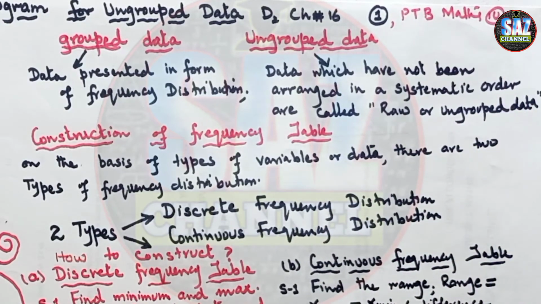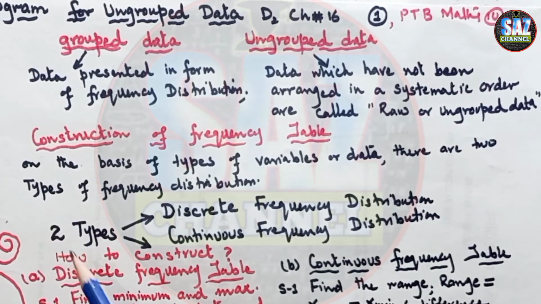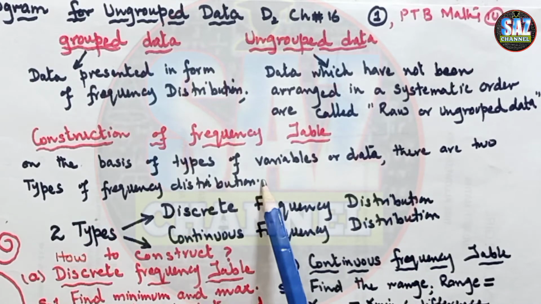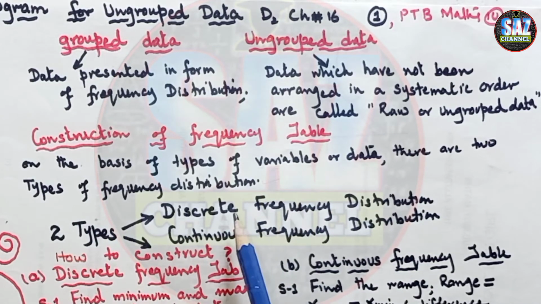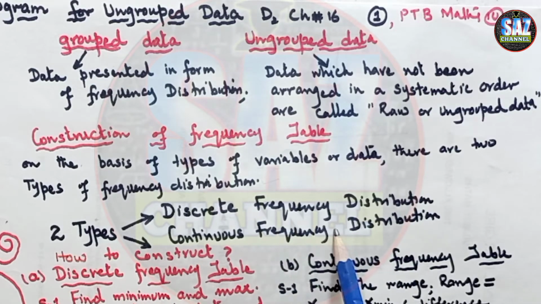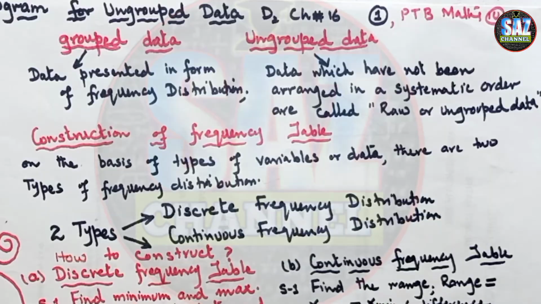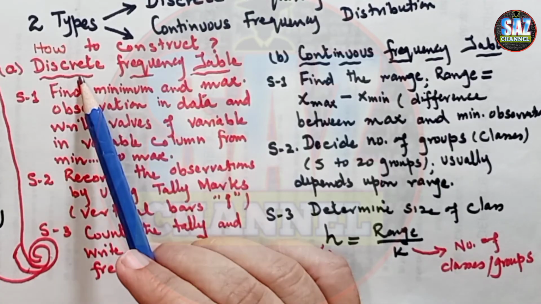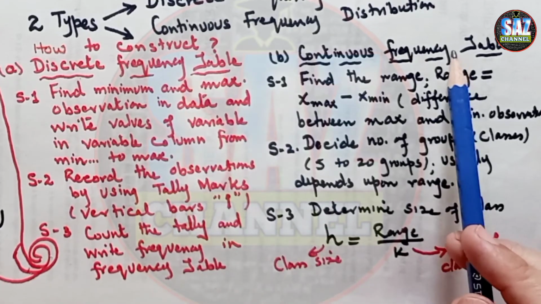Now the question comes, how to construct the frequency table. As we know that we can have two types of data with us, so on the basis of the types of the variables or data, there are two types of frequency distribution as well. One is the discrete frequency distribution and one is the continuous frequency distribution. Next, we are going to understand how to construct the discrete frequency table and the continuous frequency table.